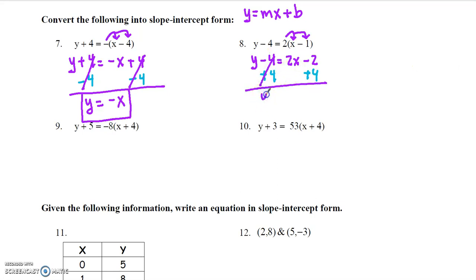So these 4's cancel, my y stays, I bring down my 2x, and then I have a negative 2 plus 4, which will give me a positive 2. So there's the answer for that one.